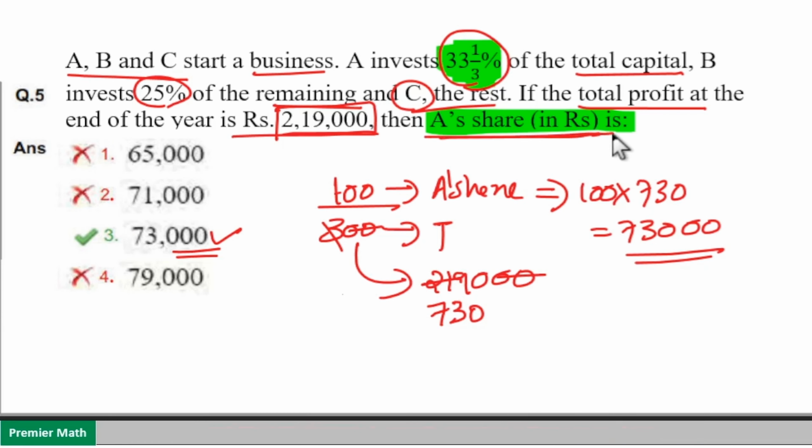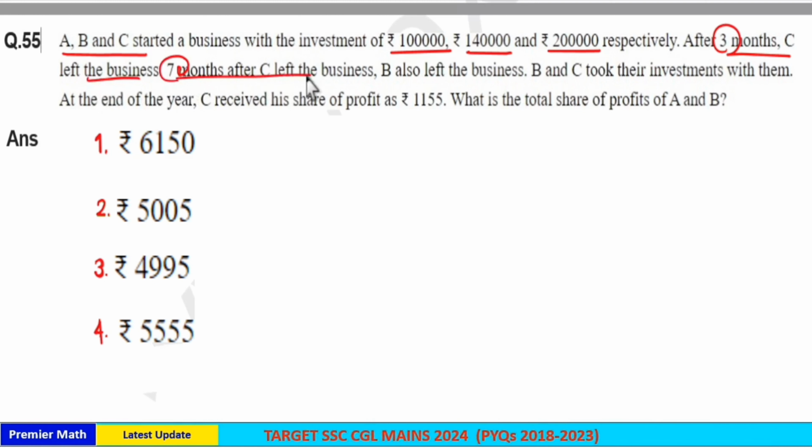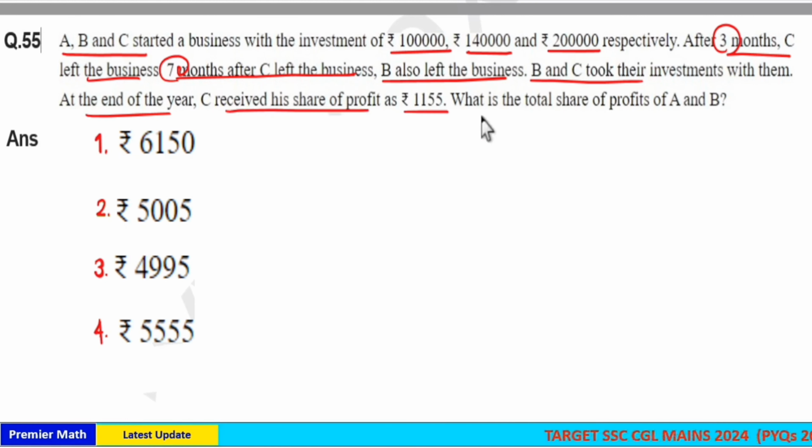Here always read what you have to find. Don't try to calculate what is C's share and what is B's share. A, B and C started a business with the investment 1 lakh, 1,40,000, 2 lakh respectively. After 3 months, C left the business. 7 months after C left the business, B also left the business. B and C took their investment with them. At the end of the year, C received his share of profit as 1155. What is the total share of profit of A and B?